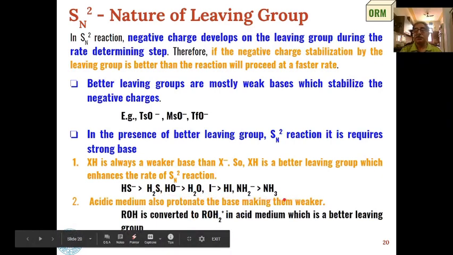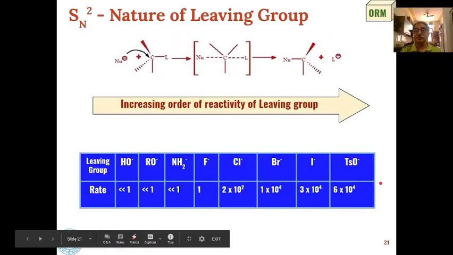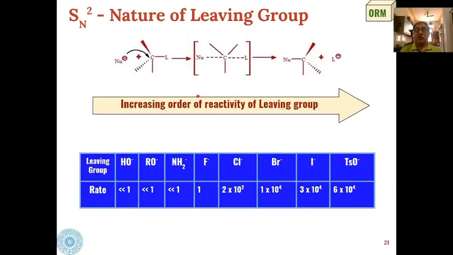Then an acidic medium will also protonate the base, which will make them weaker. So if we are having alcohols, by adding the H positive ion, they will be converted into these positively charged species in the acidic medium, and these will be better leaving groups than alcohols. Then this is one example of increasing order of reactivity of different leaving groups.